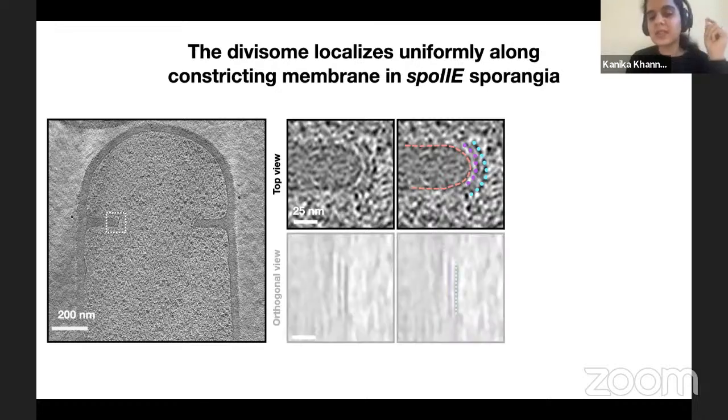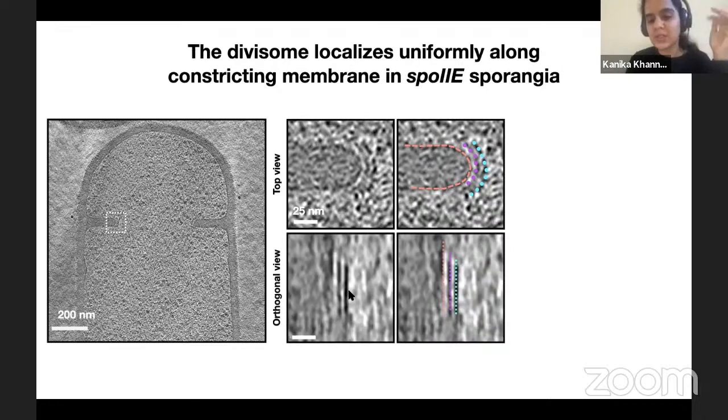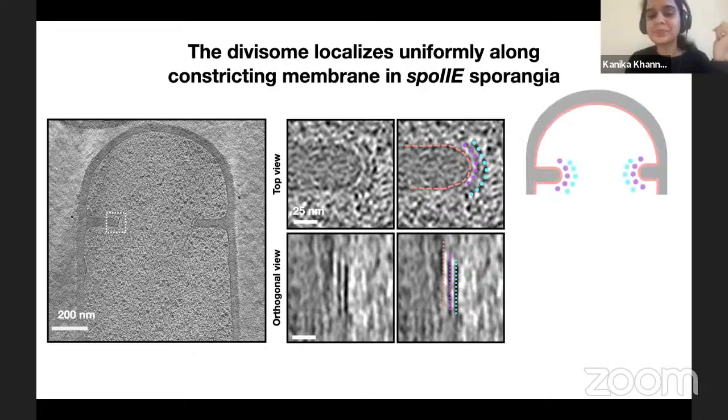And again, we know that these dots correspond to the cytoskeletal filaments which are encircling the cell. So in pink is the FtsA and in blue is the FtsZ. And this is just a schematic showing how the cytoskeletal machinery is organized in SPO2E mutant sporangia.